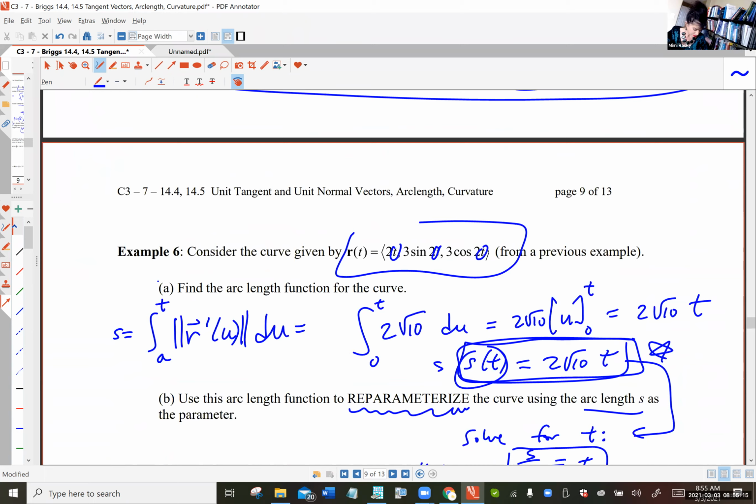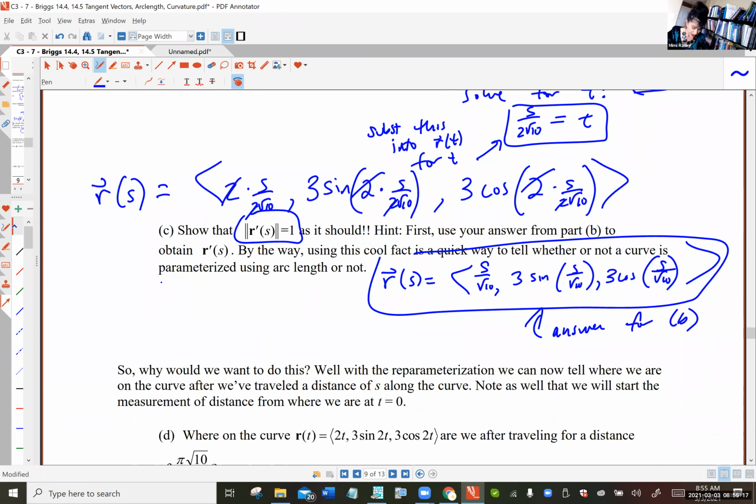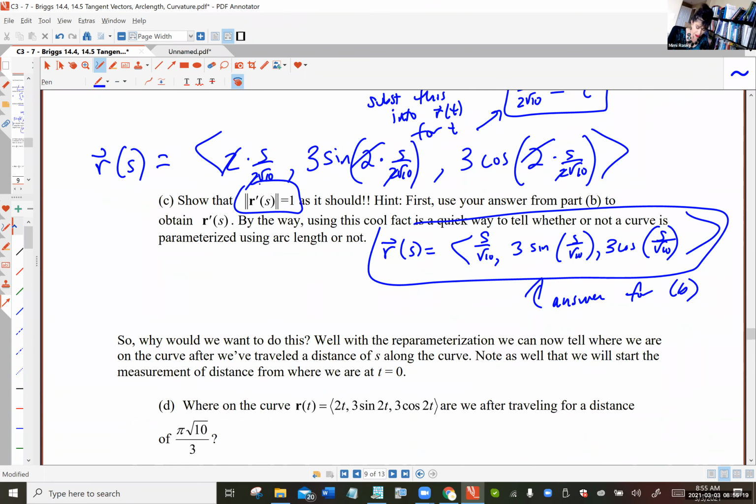So is it true? We're going to see if it is. Letter C is show that r prime of s equals 1. Well, okay, so here's r of s. If we get the derivative of that, r prime of s, and you guys know how to take derivatives of vector valued functions because you had to do that on the midterm. The first component, the derivative with respect to s of s over square root of 10, is just 1 over square root of 10.